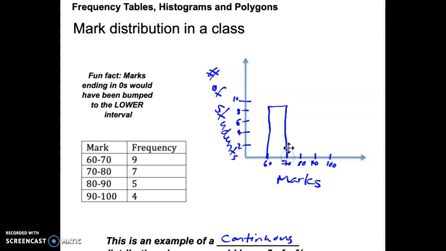Okay, once again, you guys should be using a ruler. I just don't have that option here. Between 70 and 80, there are 7 students.